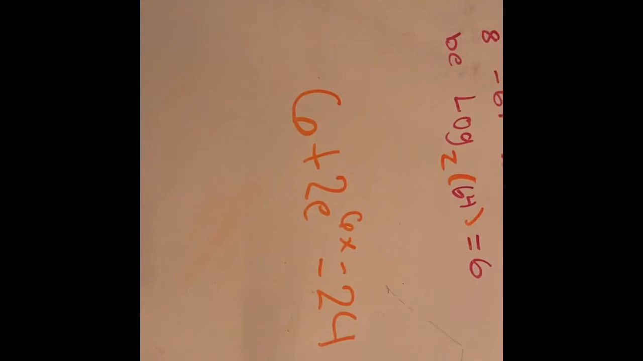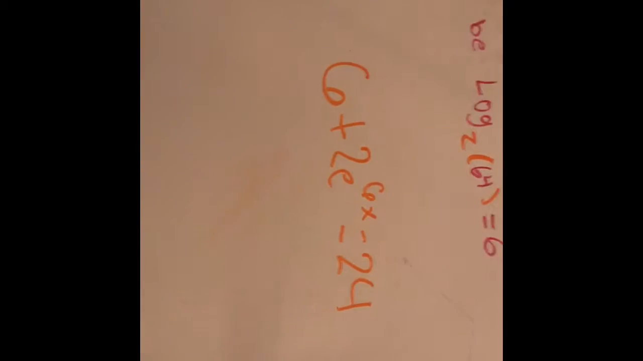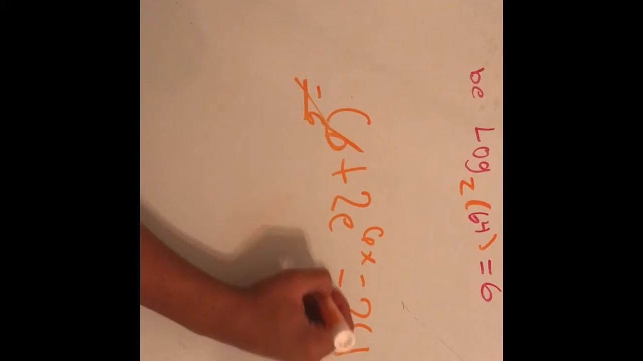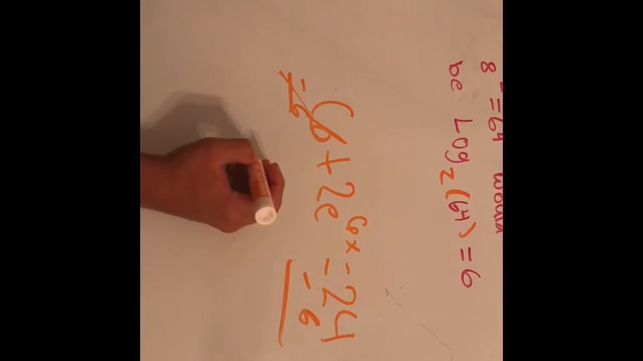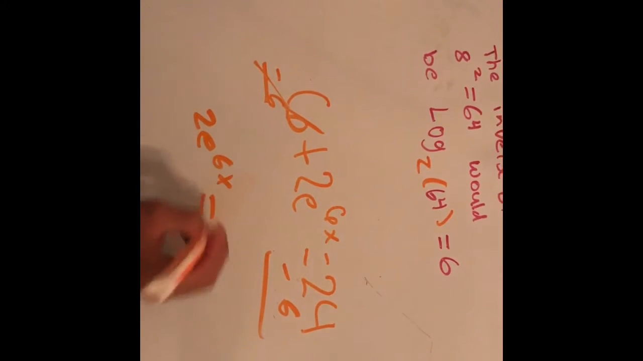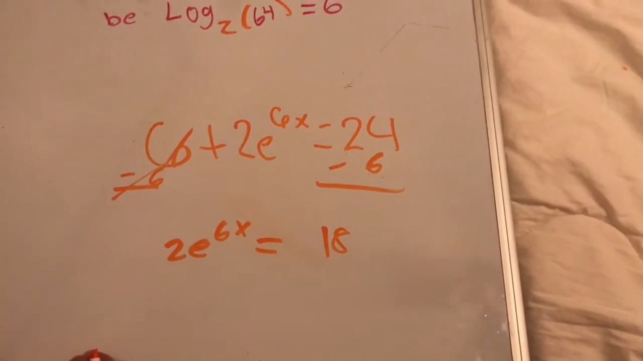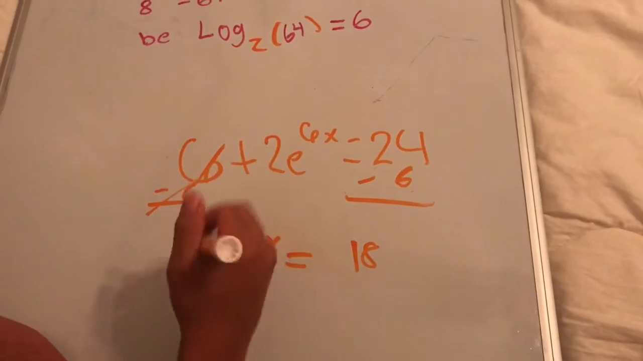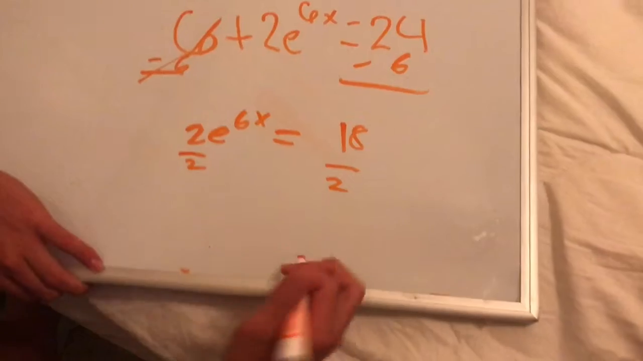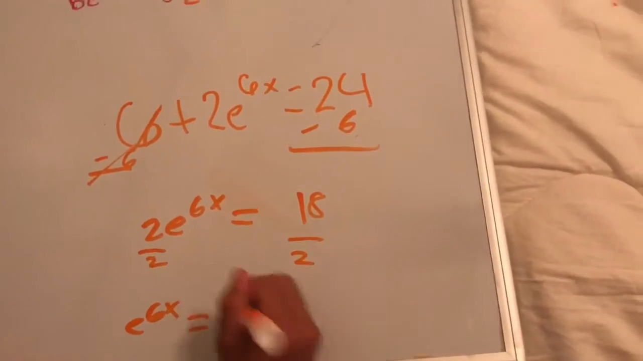Okay, so in this problem, we're going to have to isolate the natural log and the x. We're going to start off by subtracting 6 from both sides, and then we're going to have 2e to the 6x. Now we're going to divide by 2 to both sides to isolate the e. So then we're going to have e to the 6x power equaling 9.